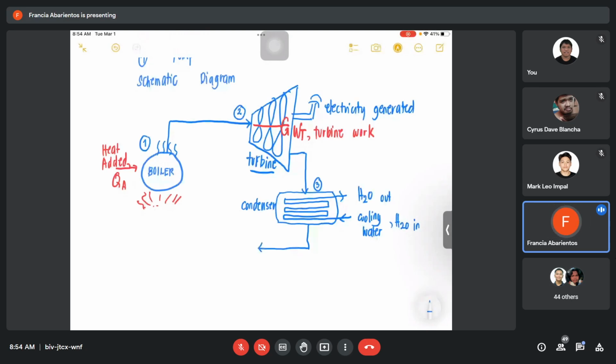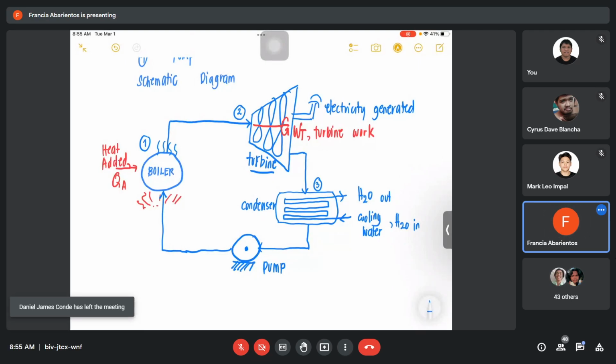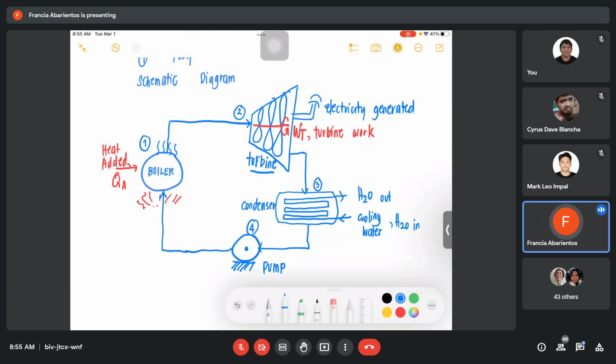After that, class, sa condenser, makakaproduce ka na ng tinatawag nating condensate. Ipapump ulit siya. Using a pump, after that, magiging tubig na dito yung steam natin. Naiintindihan niyo ba? Ayan. So, this is now your pump. And after that, the condensate is feedback or binalik doon sa ating boiler para pakuluin ulit. Okay? So, yung water natin doon. From that, this is the 4. Yung pump natin.